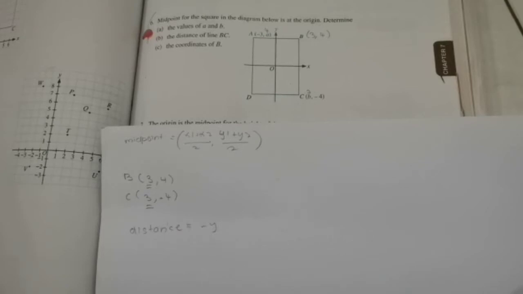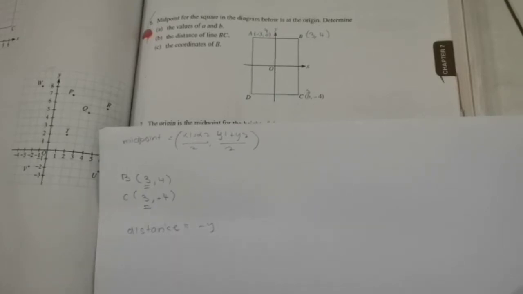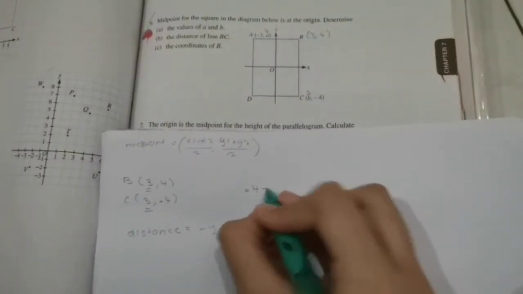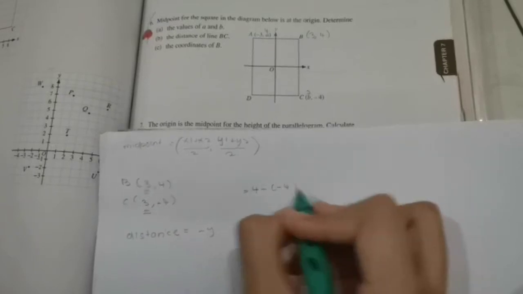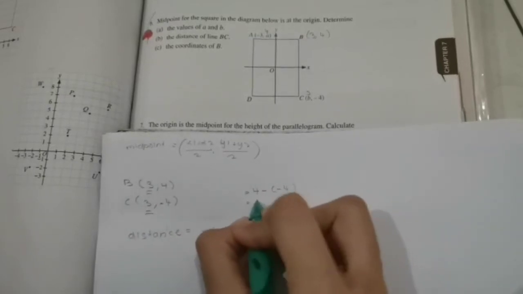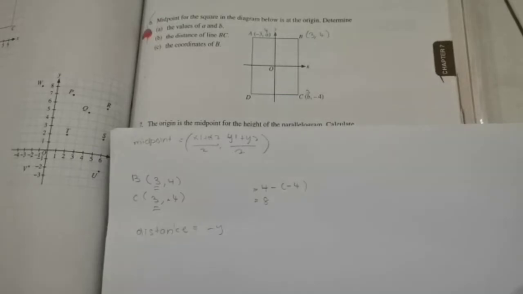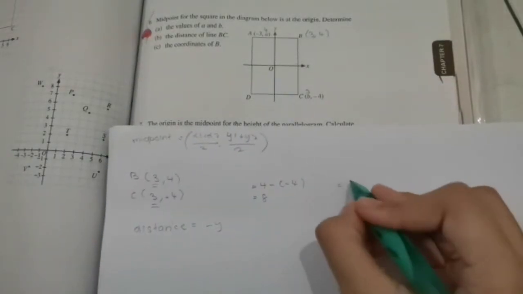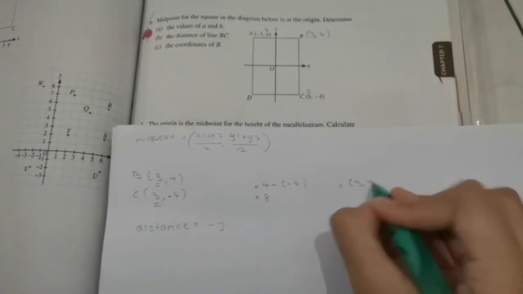Okay, for distance, it must be positive. So 4 minus -4 is 8. C, the coordinates of B. So this is the coordinates of B. So 3, 4.